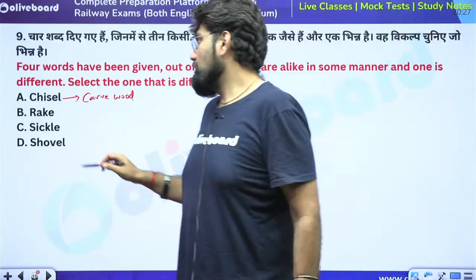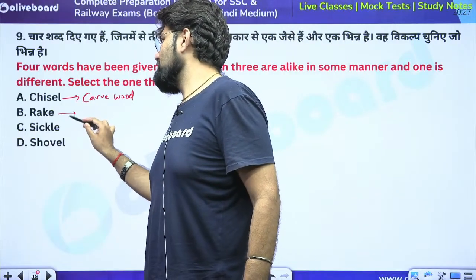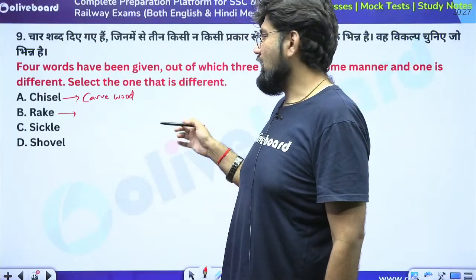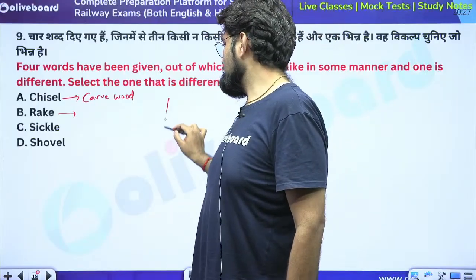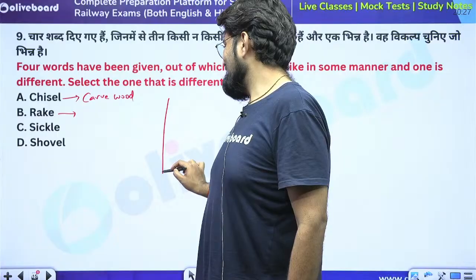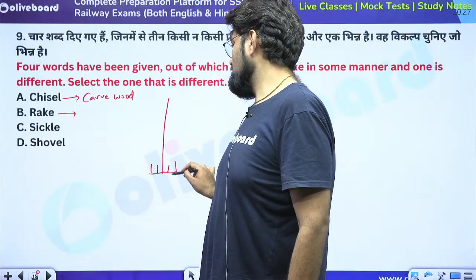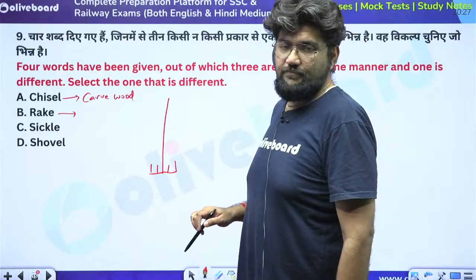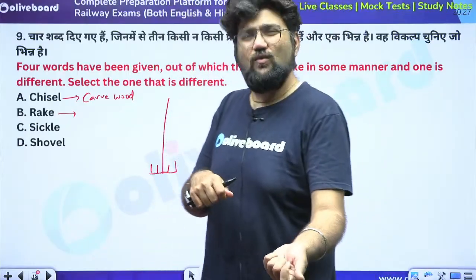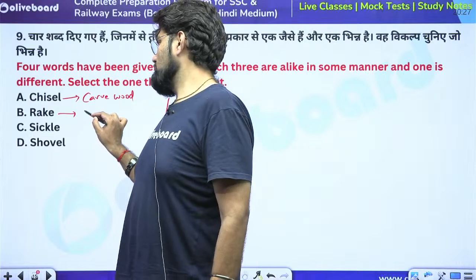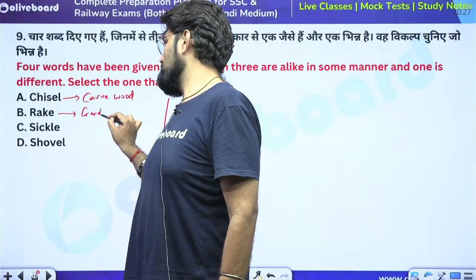Okay, but what is rake? Rake, you might have seen it in cartoons. It is something like this. There is a long pole and then it is connected like this, and it has something of this sort. This is a rake. So what is it used for? It is used to plow the ground slightly and collect leaves, collect dry leaves. So this is used in a garden.